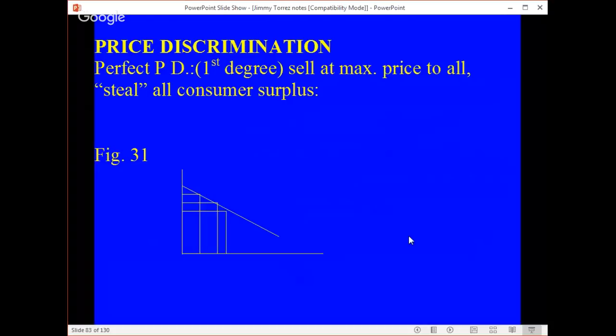So if you could actually first degree price discriminate, then basically you'd be maximizing profit even more so than a regular monopoly where they charge just one price.